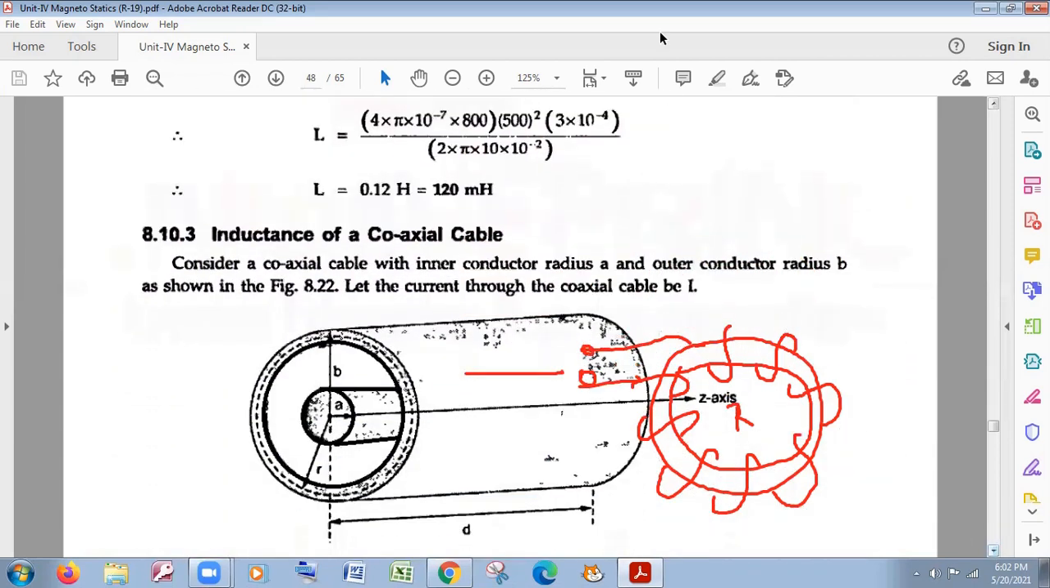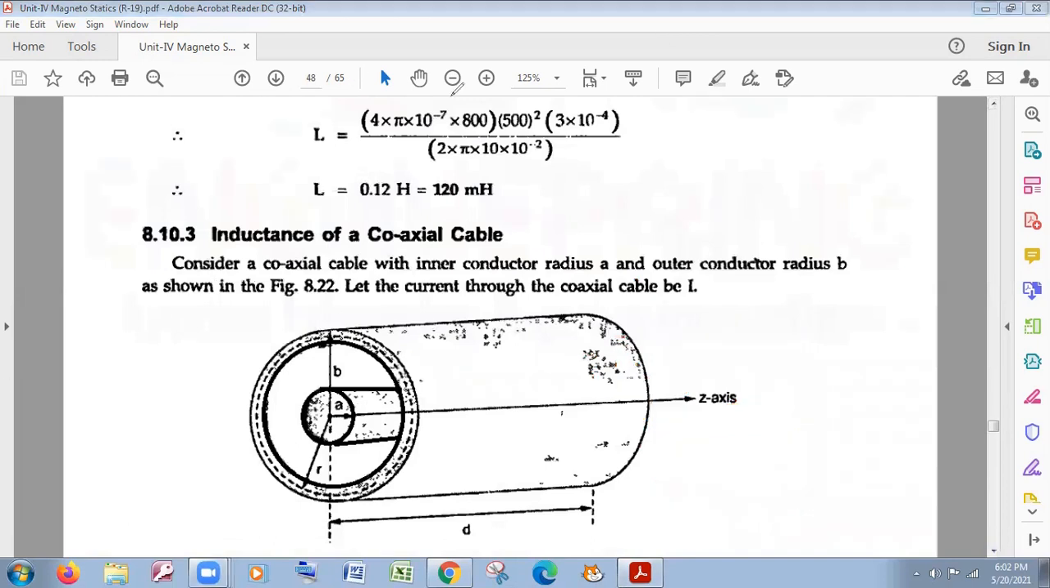Next is the inductance of the coaxial cable. Consider a coaxial cable with an inner conductor of radius a, outer conductor radius b, and the Gaussian surface is there, and this coaxial cable has a distance d along the Z axis.